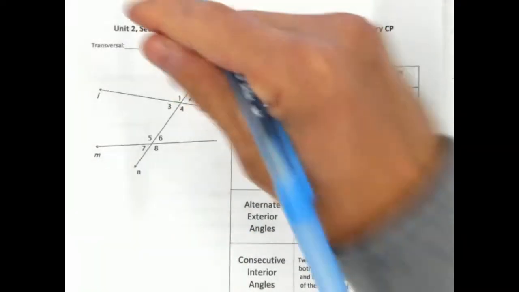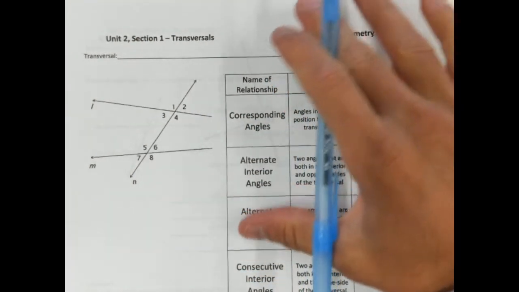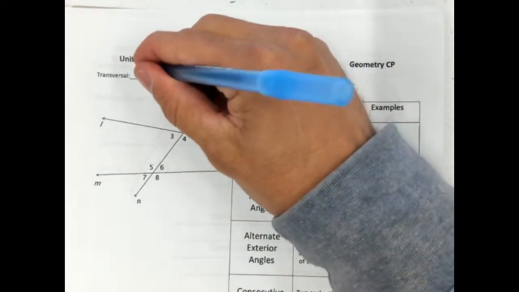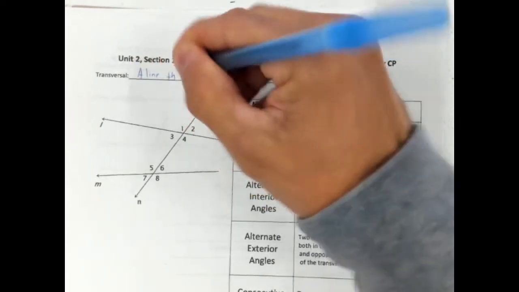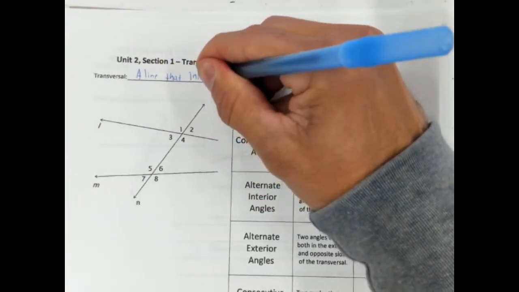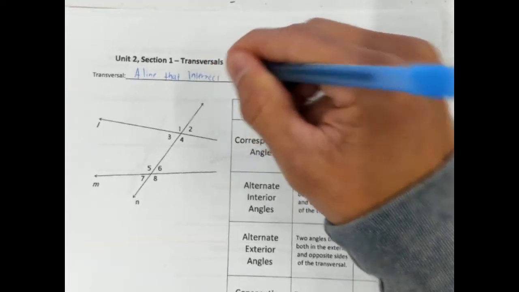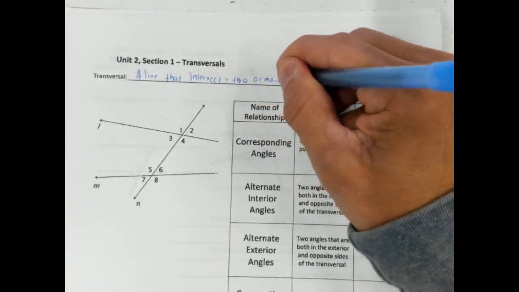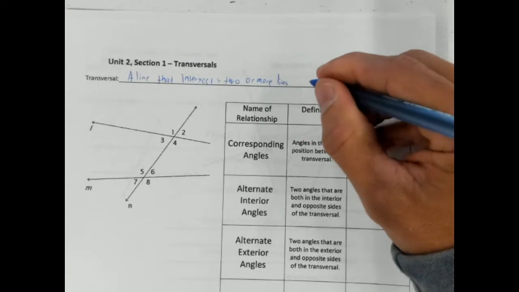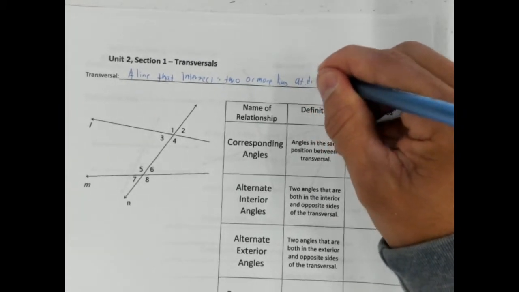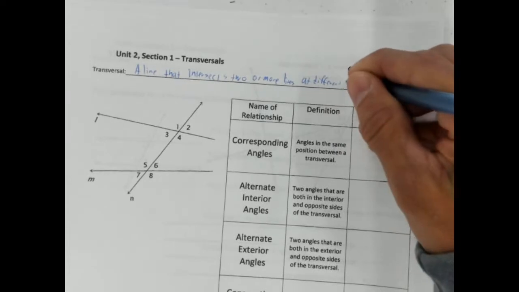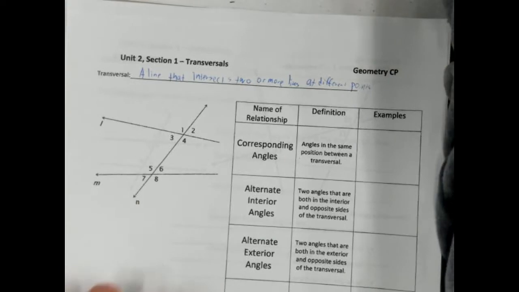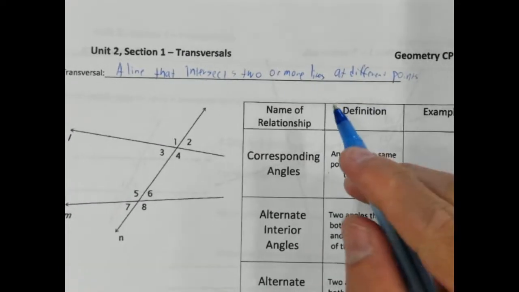Okay, this document should be in your Google Classroom. A transversal is a line that intersects two or more lines at different points. Okay? Let me zoom here so you can see that a little better. A line that intersects two or more lines at different points.